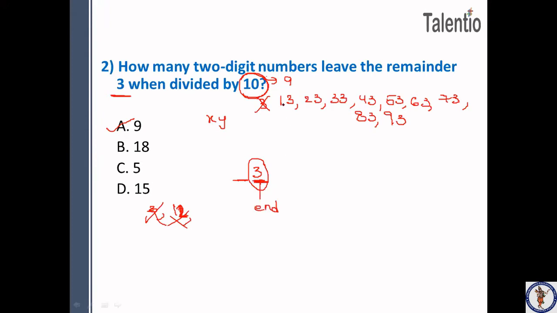So how many numbers are there which end with 3? Two-digit numbers they are asking. So 13, 23, 33, 43, 53, 63, 73, 83 and 93. So what is the answer? 9 numbers. If you have any other number in place of 10, you should keep on counting which will leave remainder 3. But if it is 10, it is very easy to solve the question. Okay.